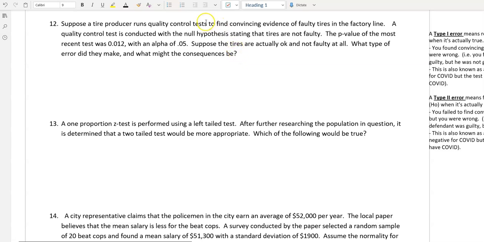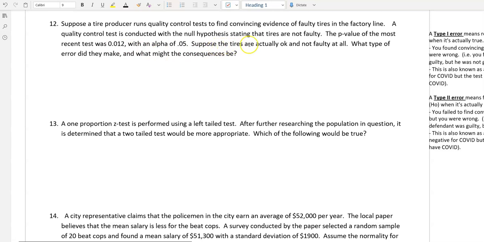Number 12 on this review: suppose a tire producer runs a quality test to find convincing evidence of faulty tires. So he's trying to find evidence of faulty tires, and he starts with the null hypothesis that the tires are not faulty. He's trying to prove that they are faulty. His p-value is 0.012 with an alpha of 0.05, which means he had convincing evidence because the p-value is lower.